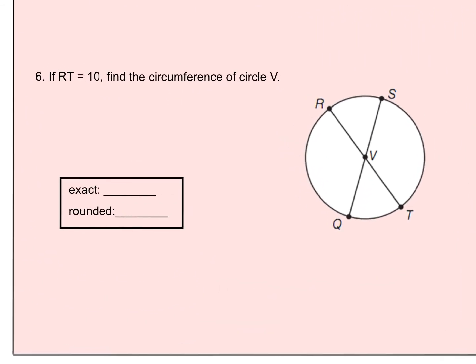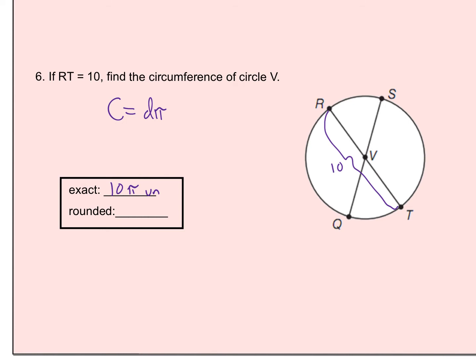So now RT is 10, figure out the circumference of circle V. RT, this length right here, is a diameter. So circumference is diameter times pi. So all I'm going to do is write my exact answer, which would literally be 10 pi. That's my answer. All right, 10 pi units. That's my exact answer.